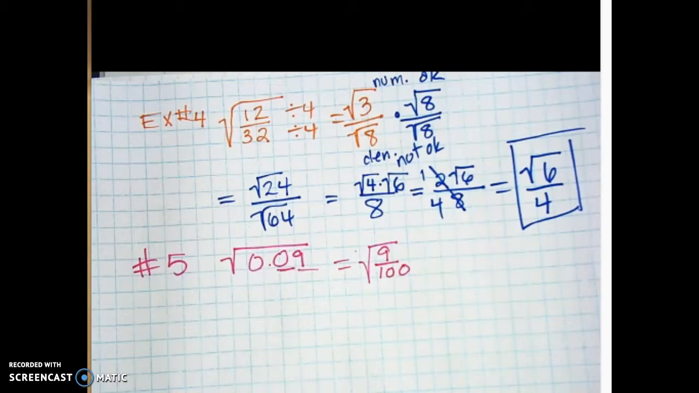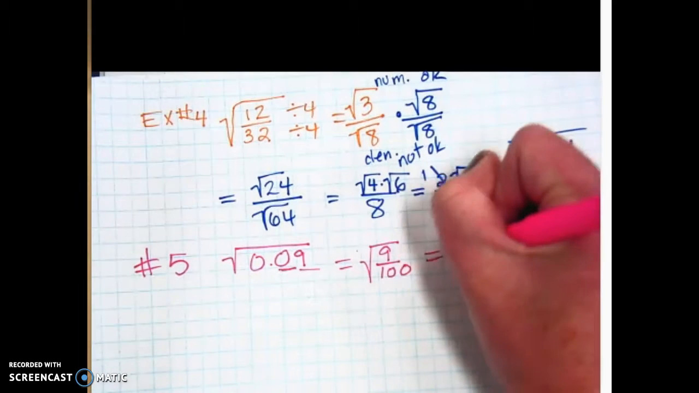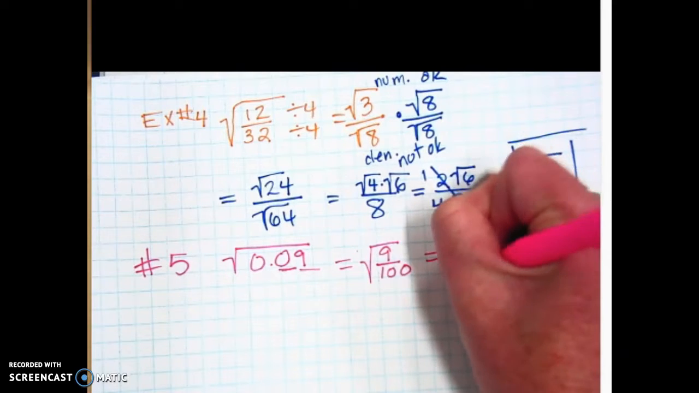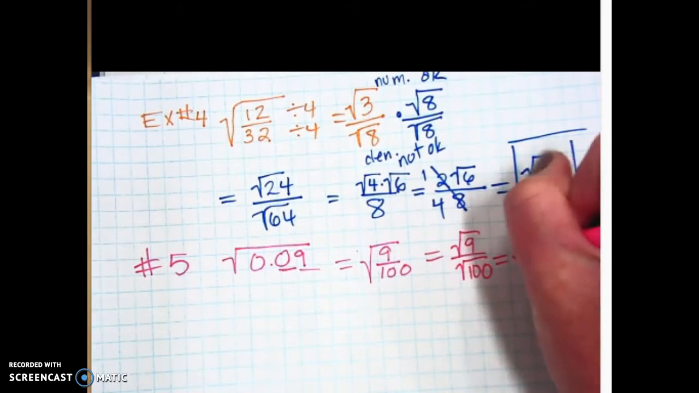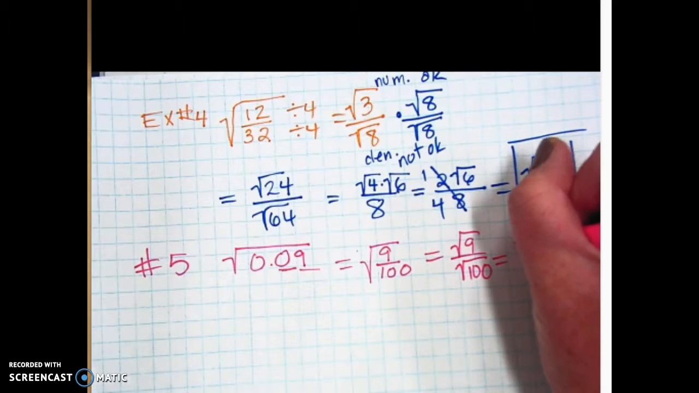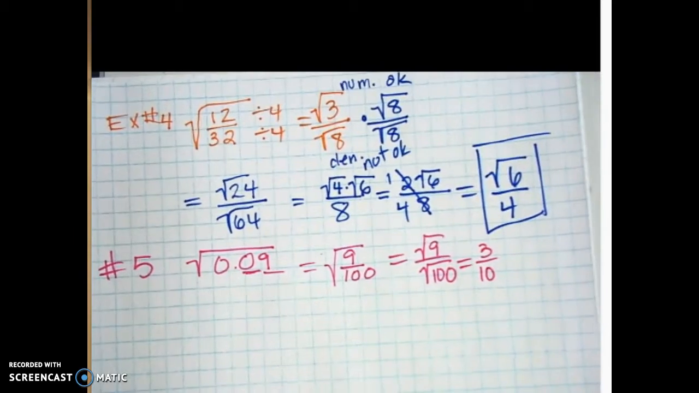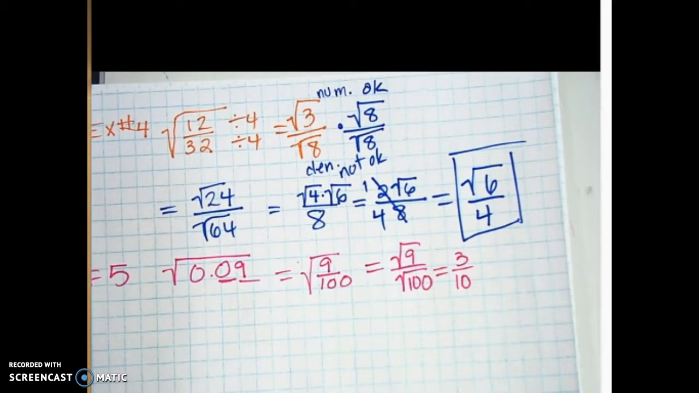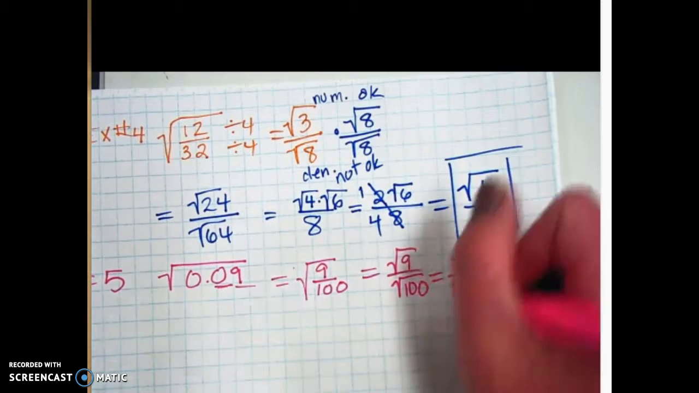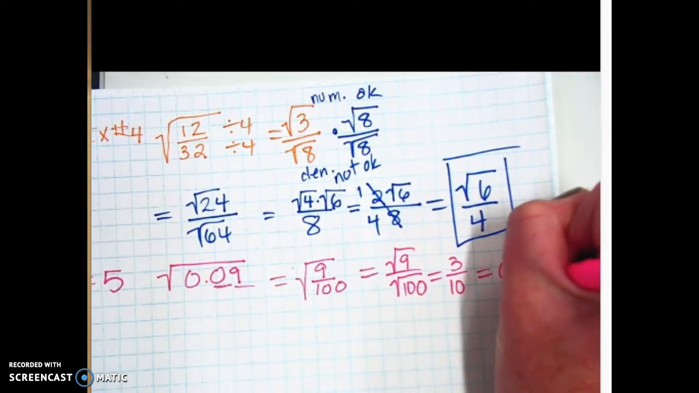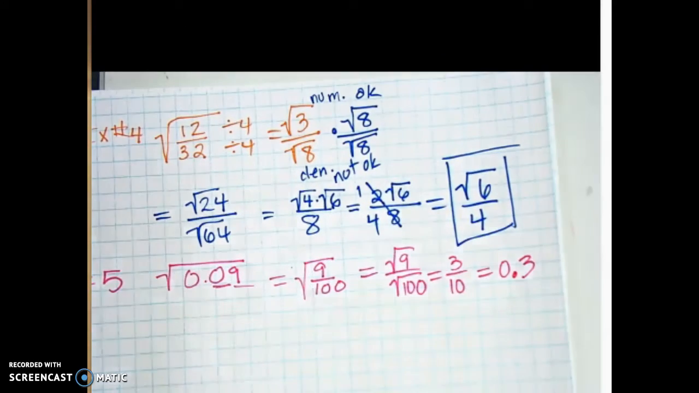Okay. Lucky for us, both of those numbers are perfect squares. 9's a perfect square. 100's a perfect square. So we're going to take the square root of each. And we get 3/10. But then you go to the back of the book and it does not say the fraction 3/10. What does it say? It says 0.3.